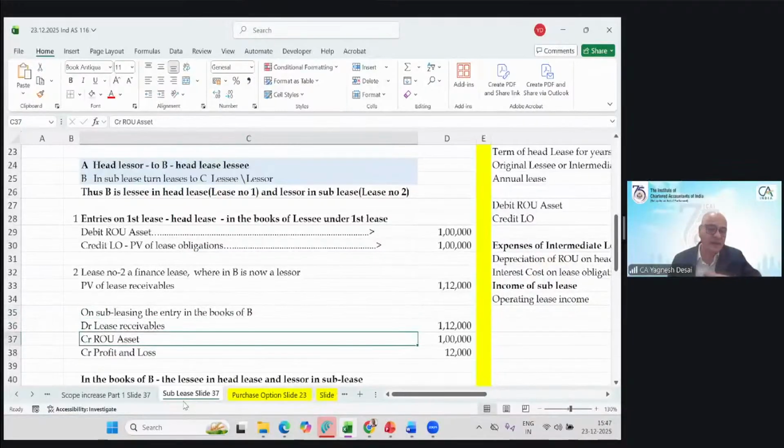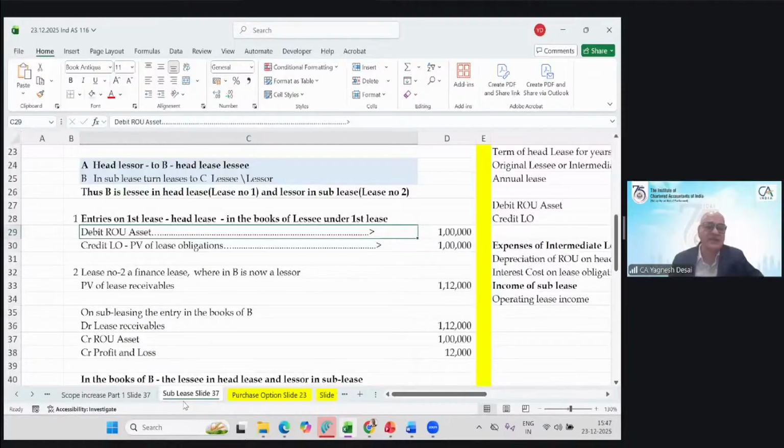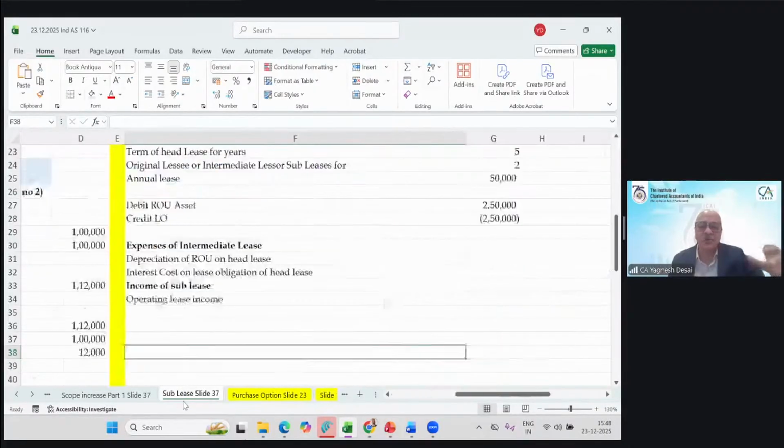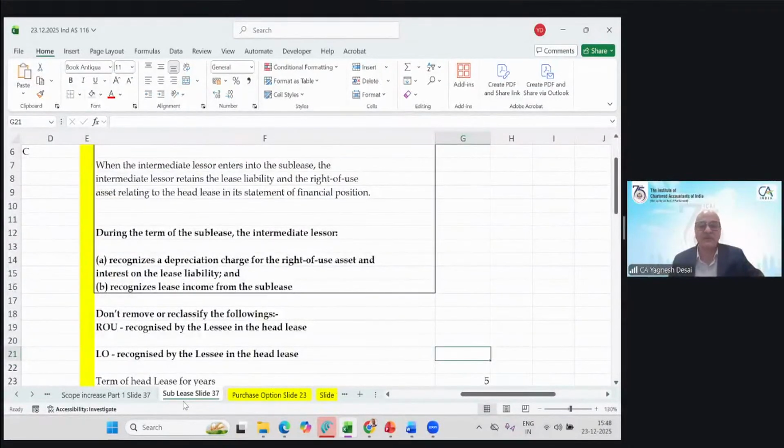I being a lessor, I will recognize lease receivables. I will de-recognize the ROU asset, for which I passed an entry when I became a party to the lease, and the difference I recognize in the lease. So when I was party to lease number 1, I was the lessee, so ROU asset account debit to lease obligations. But when I am a lessor, I de-recognize the underlying asset at 1 lakh rupees and I recognize the lease receivable at 1,12,000 rupees. The difference is recognized as my gain.